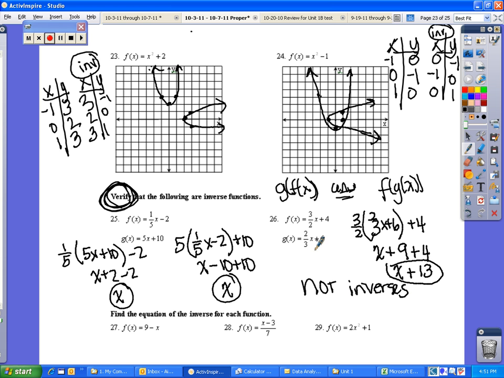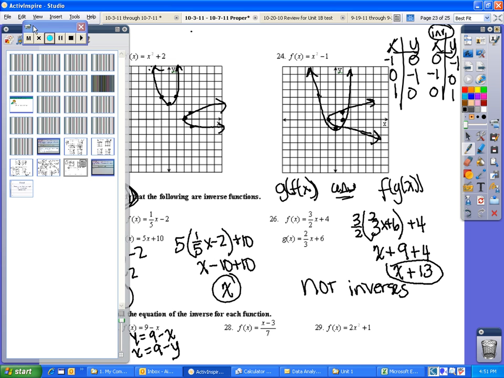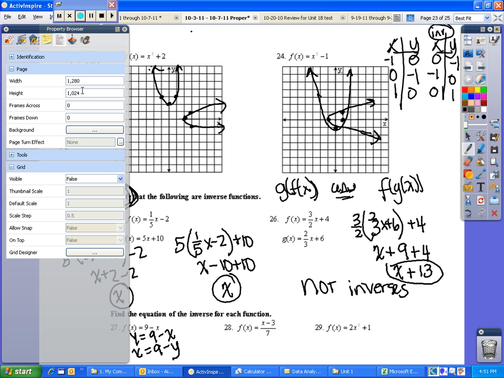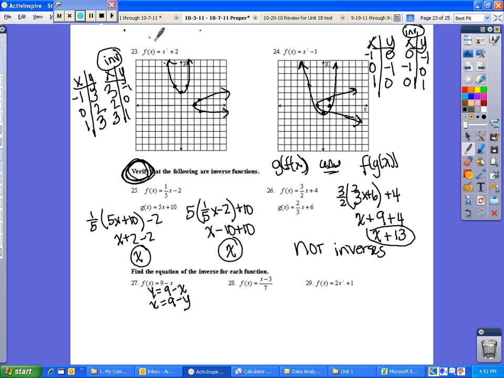Okay. For the last ones, you are finding the equation of the inverse. So for the first one, you are going to make it y equals 9 minus x. Flip x and y, make it x equals 9 minus y, and now you're going to solve for y. So let me make my screen a little bit longer so that we can finish doing these equations. Okay, now we have a little more room.